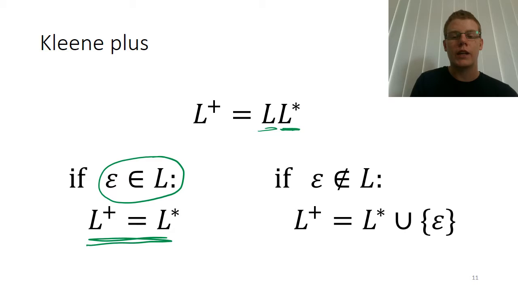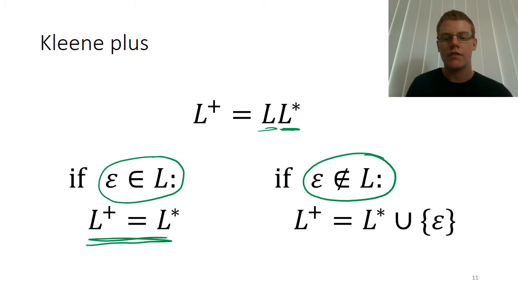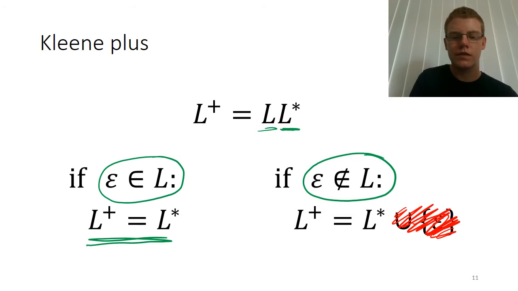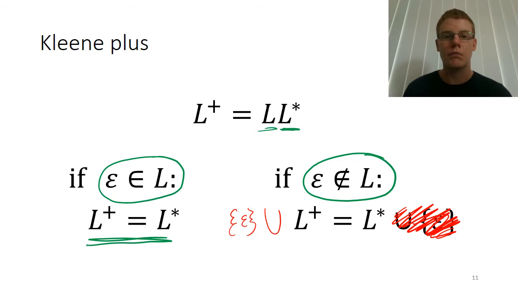If the original language did not have the empty string in it, then, I've written this down incorrectly, then the only difference between the Kleene plus of the language and the Kleene star of the language is that the Kleene star will have the empty string in it. So the Kleene star of the language is simply equal to the Kleene plus of the language unioned with the language containing just the empty string.